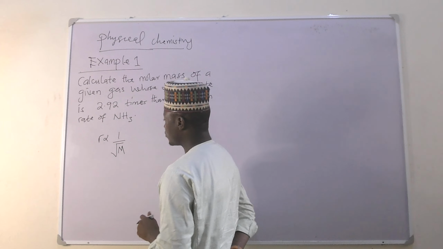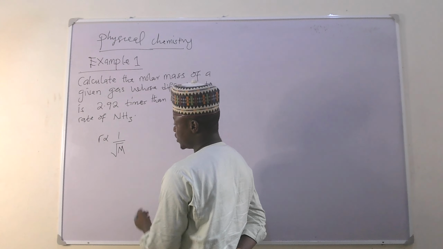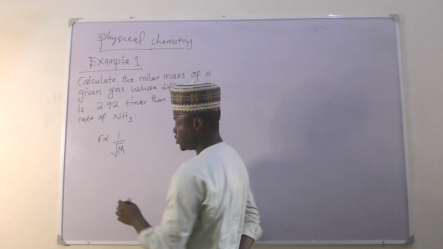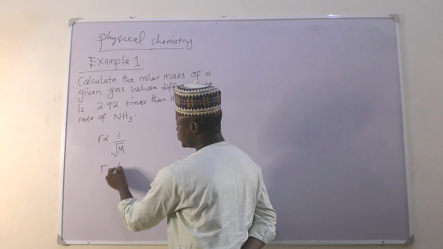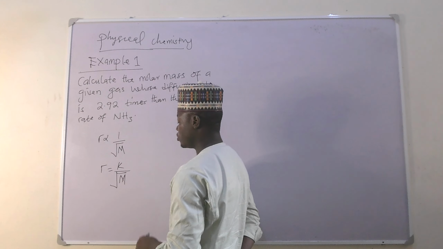So let's say we have two gases, and of course whenever we have proportionality, we introduce a constant. So now the rate of diffusion is equal to K over the square root of the molecular mass of the gas.